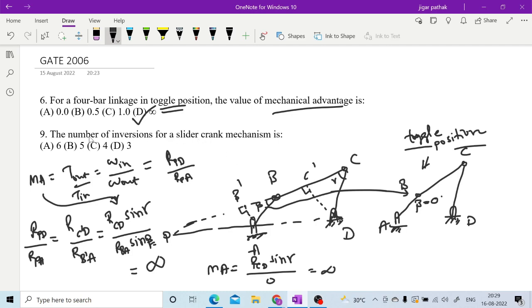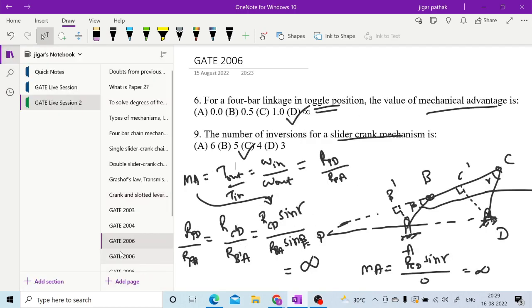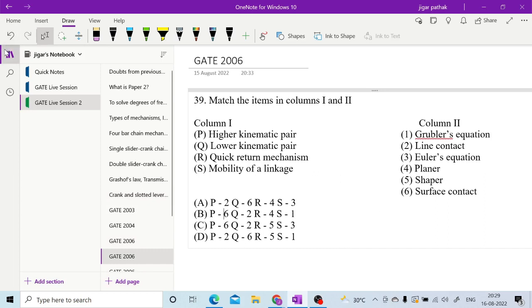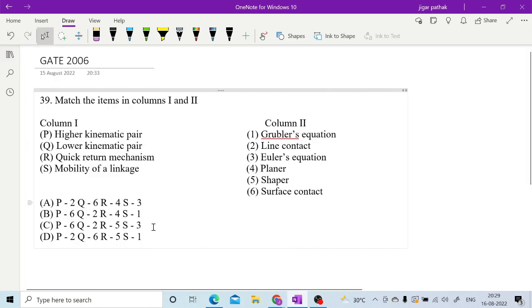Okay, sir. So now here number of inversions for slider crank mechanism, as we have seen, it is 4 because we are fixing each link one by one and we are having those inversions. So from 2006, these two questions are there, which is clear almost, right? Now for this one, again one question is there, but this is also, I guess, easy. Do you want to try and answer in 4, or should I directly tell you? What do you say? Tell us.